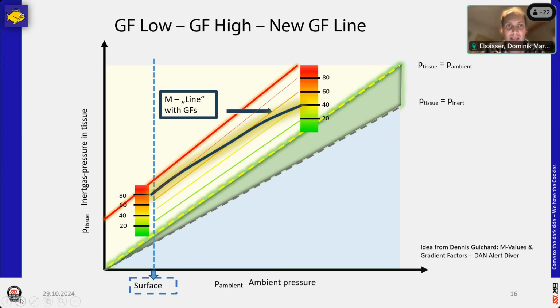Okay, and then all the rest is very clear. We would now use this darkish blue, greenish line here, this new M line with gradient factors, and just say, let's stop as soon as we reach this M line, like Vero does with the arrow here.